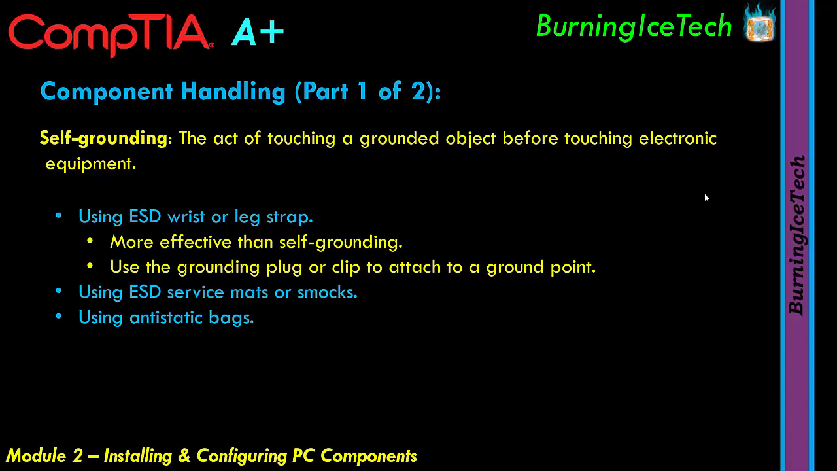They might ask you, what are you going to use to avoid ESD from blowing motherboards or something like that. And one of the answers will probably be something like a wrist strap or a leg strap or something to do with that. They also mention using ESD service mats or smocks. Most often these are rubber mats that you're going to put the PC onto, and you'll find quite commonly that your leg or wrist strap will actually connect to that rubber mat.